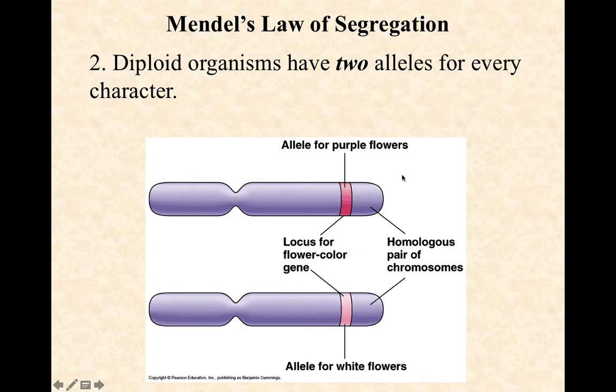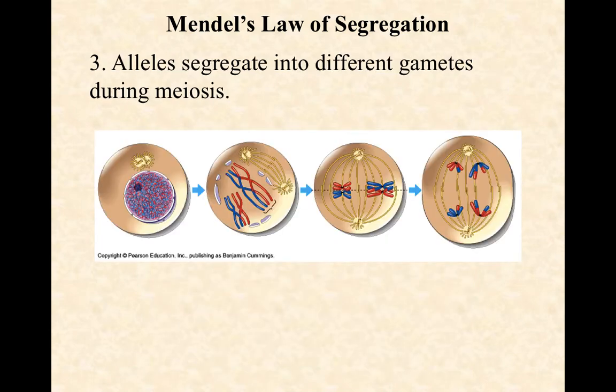So diploid organisms have two alleles. Sometimes they're different, like this heterozygote. Sometimes they're the same, like in the homozygotes. And the same could be homozygous dominant, could be homozygous recessive. But there are always going to be two alleles, because that's what it means to be diploid.